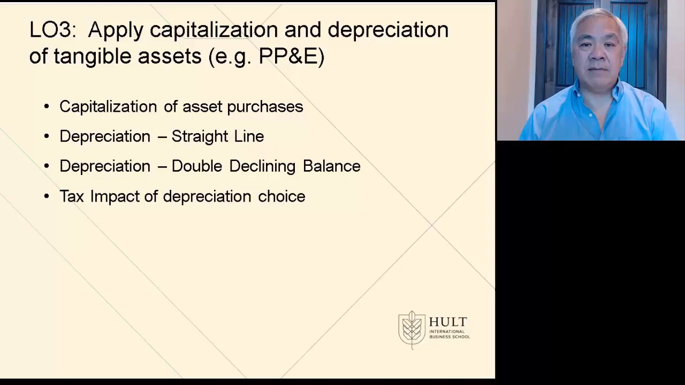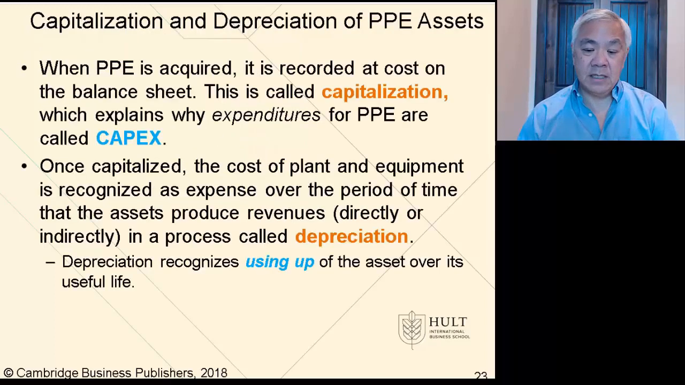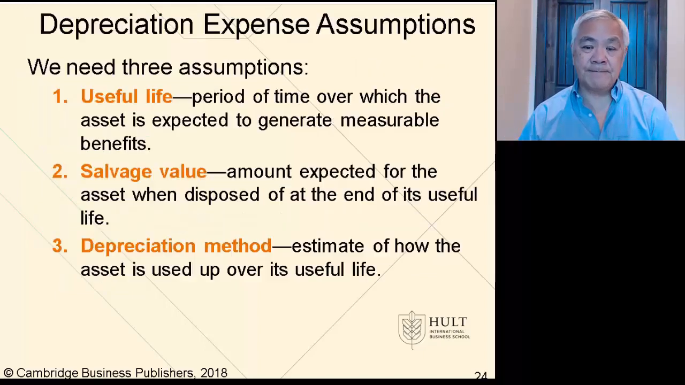Then we'll look at what is the tax impact of these choices. When we look at capitalization, we buy it and it's called a CapEx, otherwise known as capital expenditure. And instead of going to the income statement, it goes to the balance sheet. And now we will then spread that, allocate the costs over the time in which that asset benefits the company. And that's what depreciation really is.